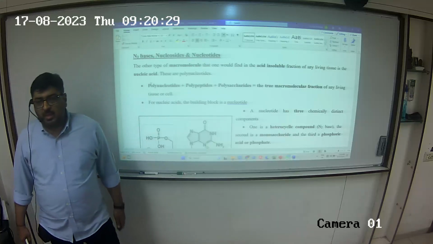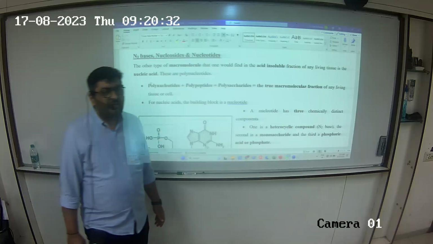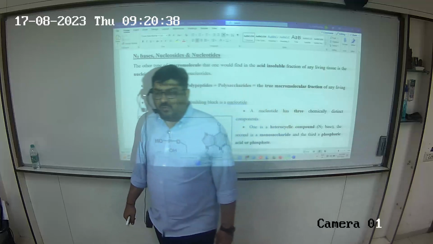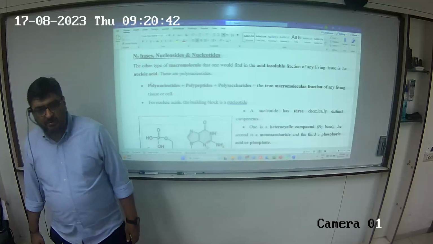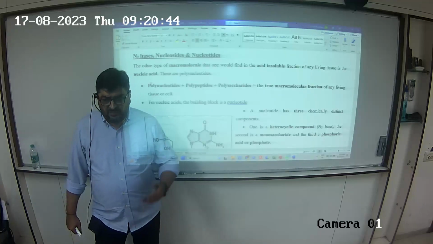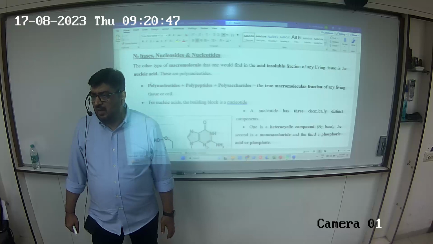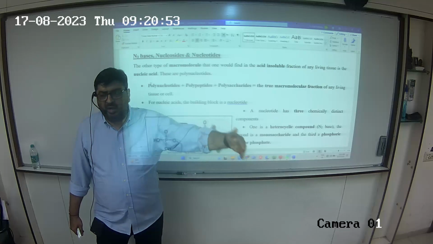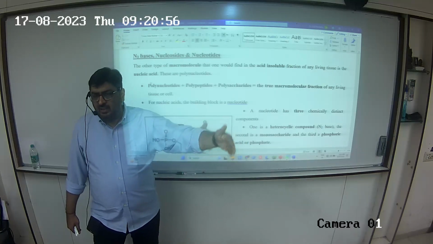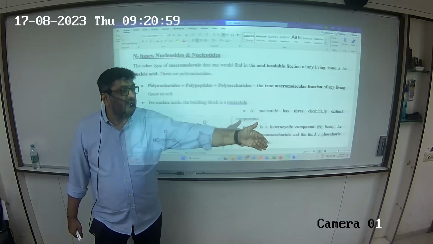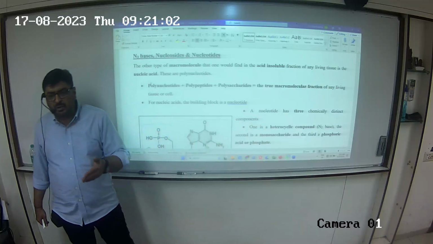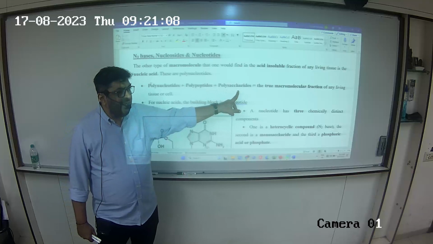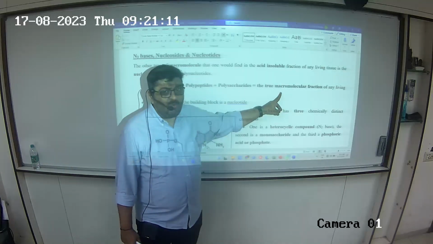Okay, the first biomolecule that we will do is the nucleic acids. The building block for nucleic acid is a nucleotide. So the nucleic acids, which are DNA and RNA, are called polynucleotides. Just as the complex carbohydrates are polysaccharides, the proteins are polypeptides. Right now, DNA and RNA are called polynucleotides. So polynucleotides, polypeptides, and polysaccharides will form the true macromolecular fraction.